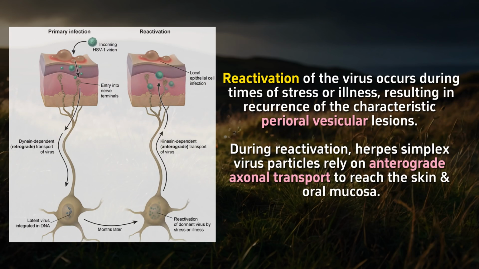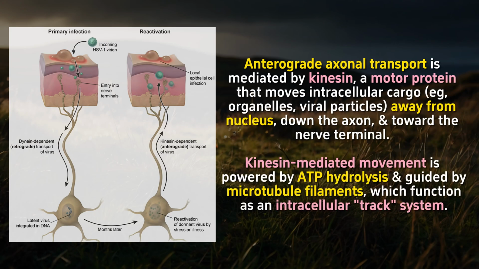Reactivation of the virus occurs during times of stress or illness, resulting in recurrence of the characteristic perioral vesicular lesions. During reactivation, herpes simplex virus particles rely on anterograde axonal transport to reach the skin and oral mucosa. Anterograde axonal transport is mediated by kinesin, a motor protein that moves intracellular cargo, for example, organelles and viral particles, away from the nucleus, down the axon, and toward the nerve terminal.